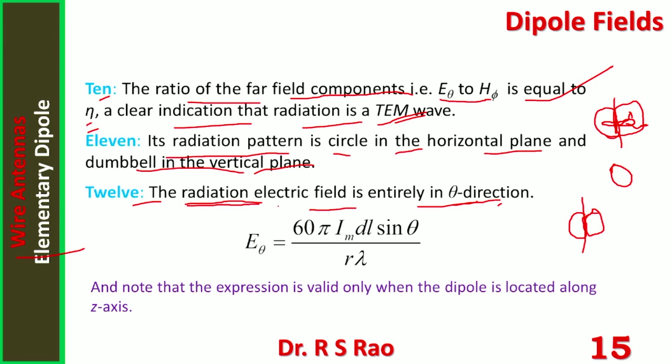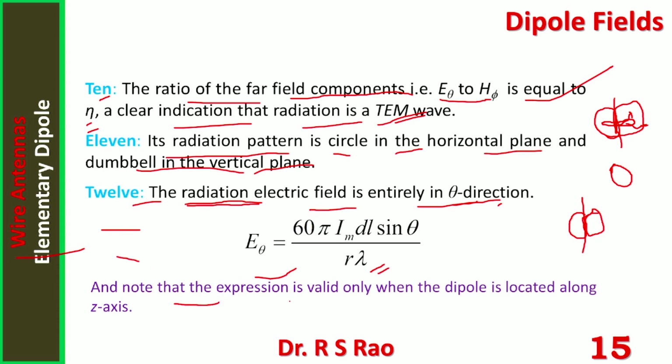Here we are not considering them. What we are considering is the part which is varying inversely with the distance. That part is called radiation field. It is 60 pi Im dl sin theta by r lambda.